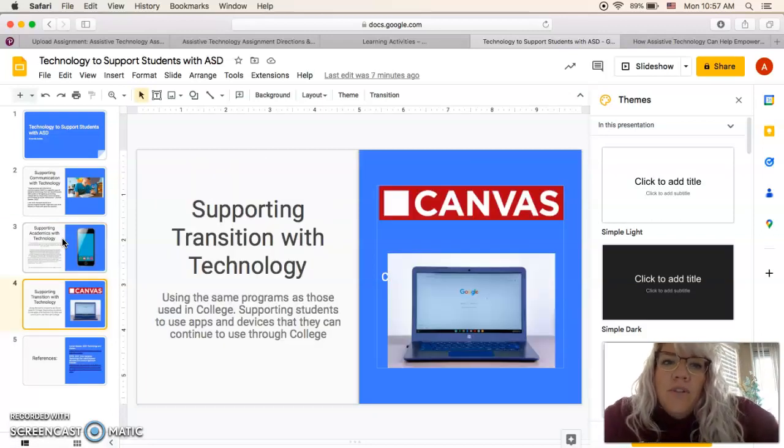Another way to support students with autism with technology would be for transitions. With our California community college system, the majority of the community colleges, if not all, use the Canvas program. That's where they organize their classrooms and put assignments on. If we use those same programs as the colleges, we're able to support our students in better understanding so that once they get to college, they're able to use the programs and feel comfortable with them.